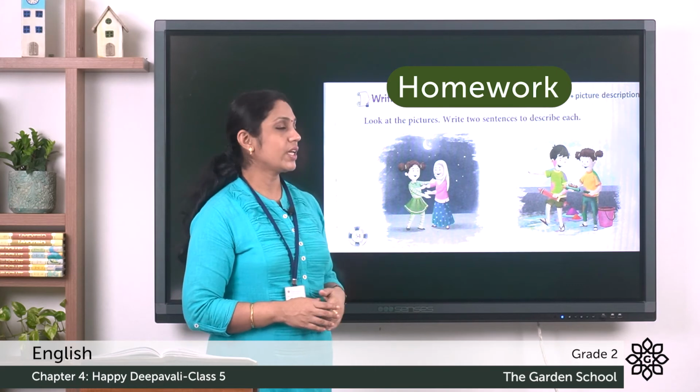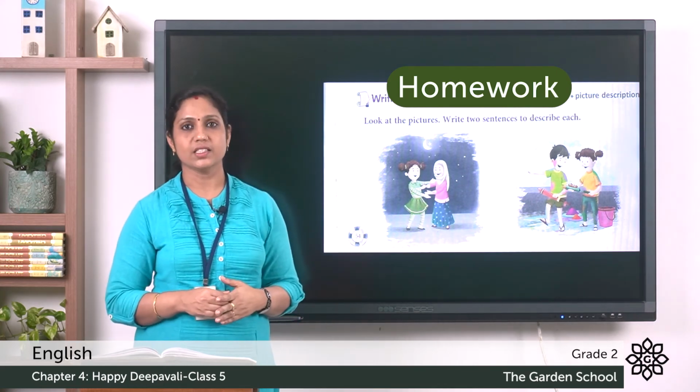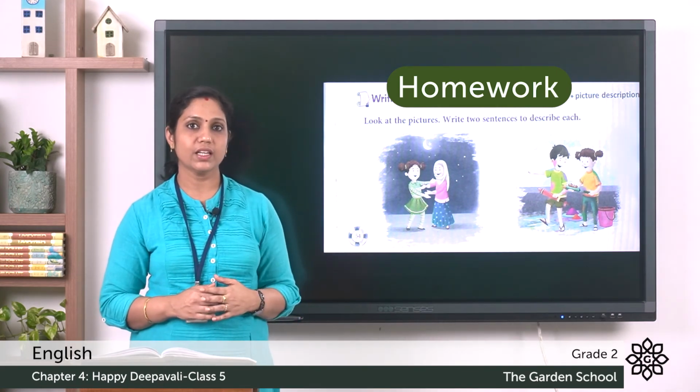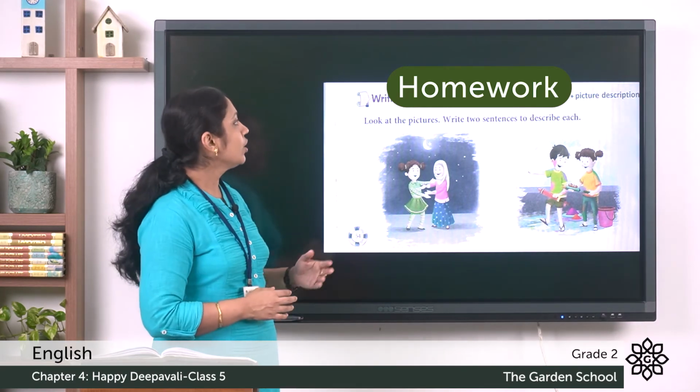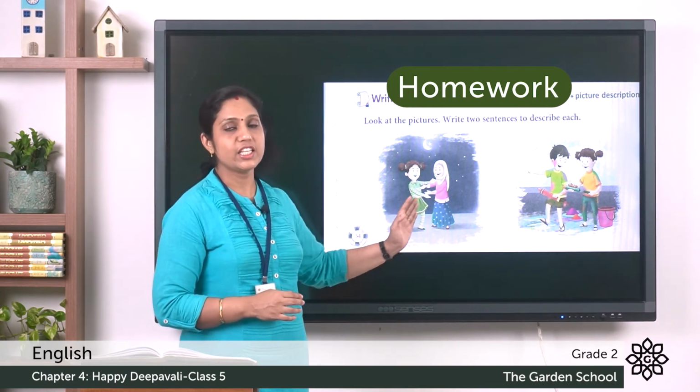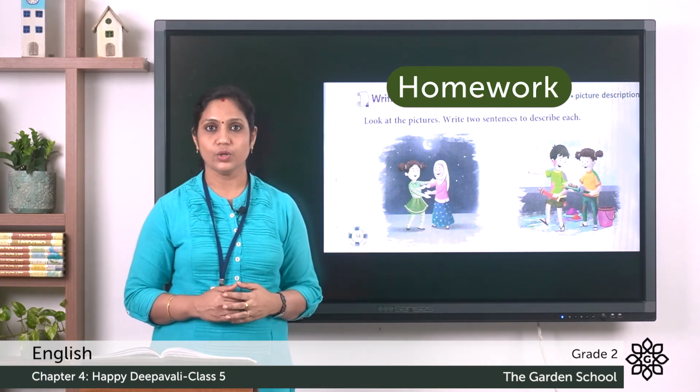In the second picture, you can see children playing with colors. And on which festival do we play with colors? It is Holi. Now what you have to do is write 2 sentences about each festival. You can write that down in your notebook.